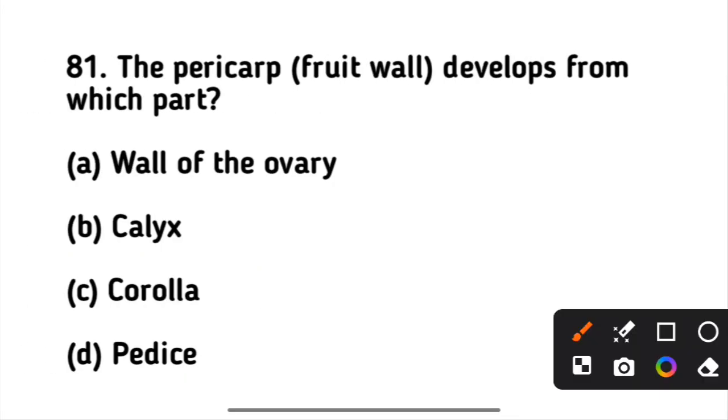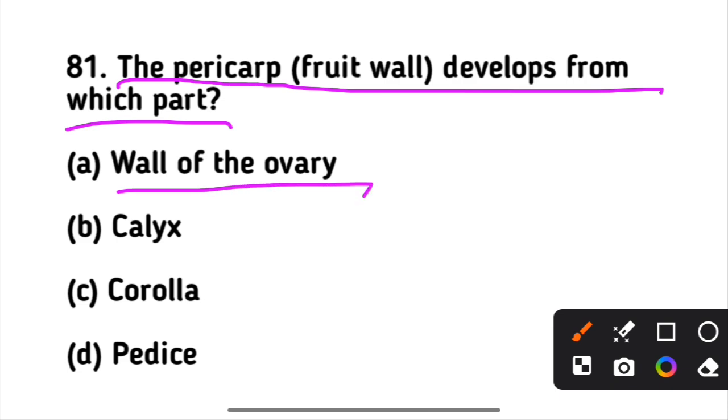Next question. The pericarp fruit wall develops from which part? Options are wall of the ovary, calyx, corolla, pedicel. Option A is correct, wall of the ovary.